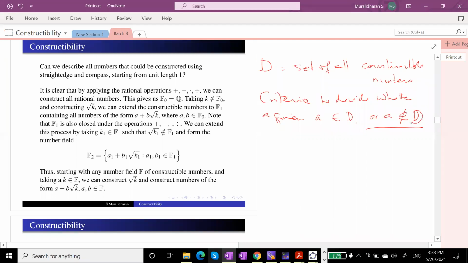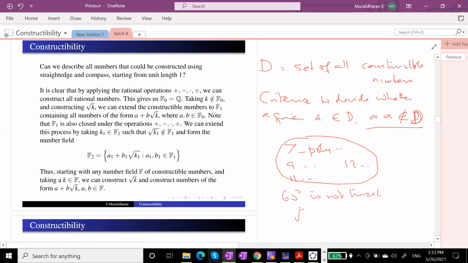So once we can do that, then we can solve many of these problems. In fact, we can show that a regular 7-gon is not constructible, and 9 is not constructible, 11 is not constructible, 13 is not constructible, like that. So we can always do those things. We'll also show that 60 degrees is not trisectable.